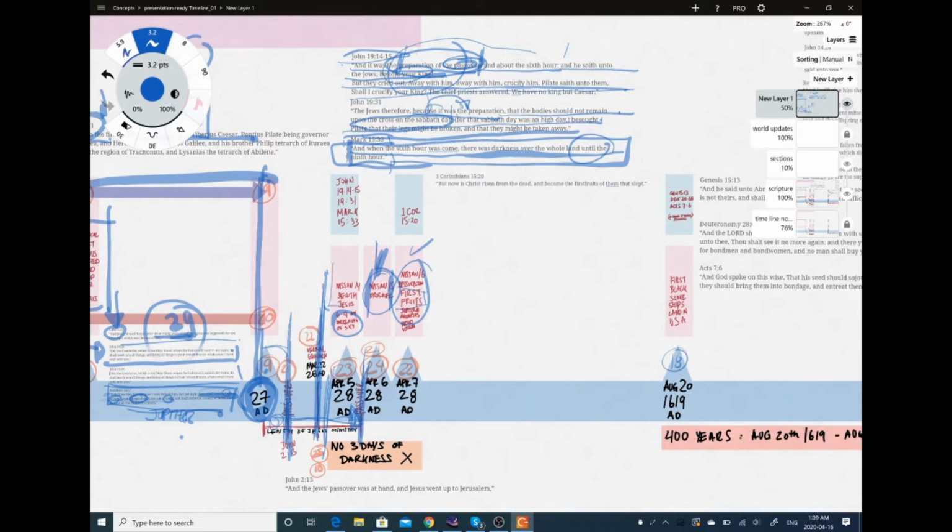So the preparation day for Passover is Nisan 14, and they say at 6 to 9 it was going to be darkened. So now all I'm going to confirm for you that year is that this is the vernal equinox, and that 15 days later, April 5th, we're going to have a darkening of the sky from 6 to 9. How do I prove this?